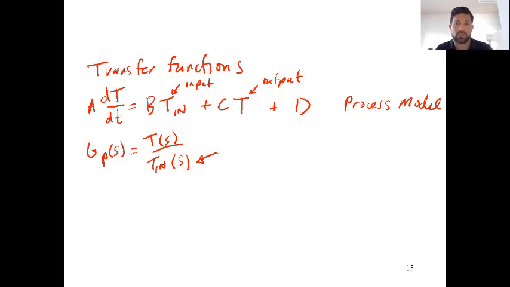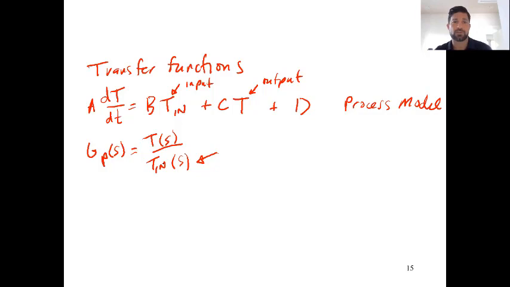So for example, the input could be something like a ramp, so the temperature could slowly increase, and then based on this function, we can determine what the temperature is going to do. The input could be a step function, so we could see a step change. It could be a sinusoidal input. It could be a variety of things. But this transfer function is irrespective of the input to the process.